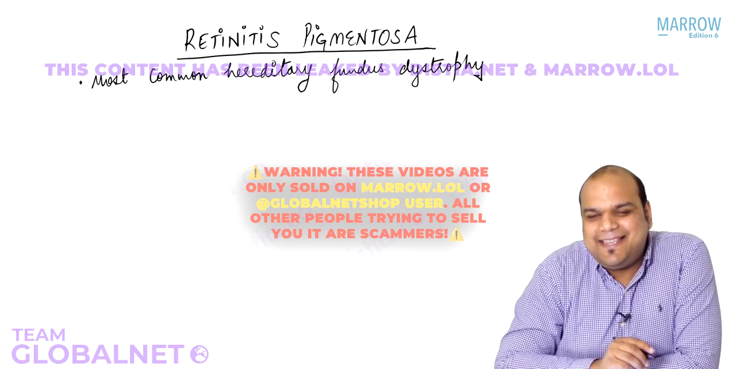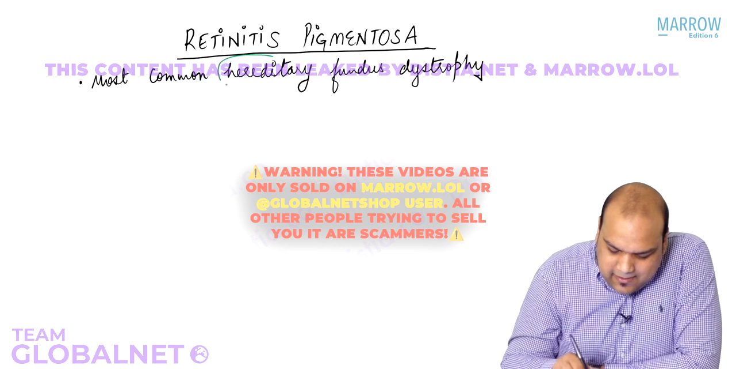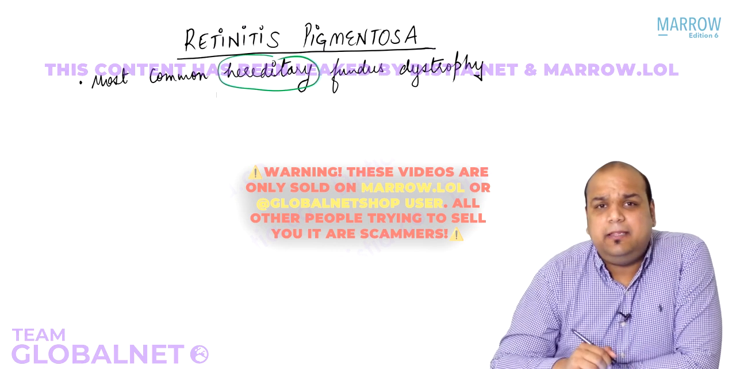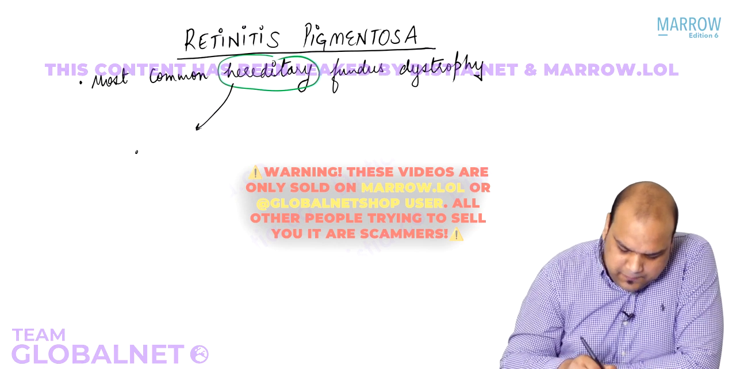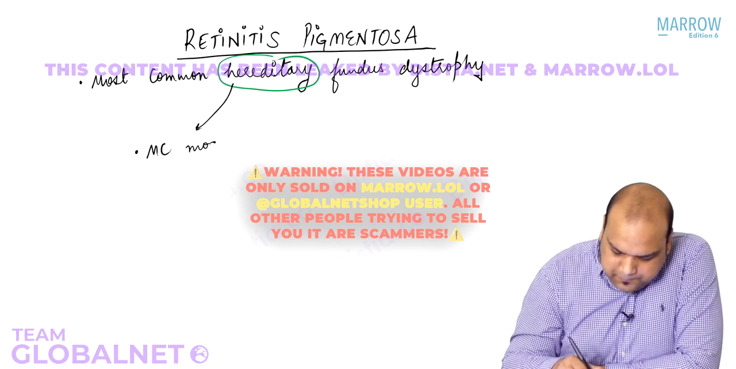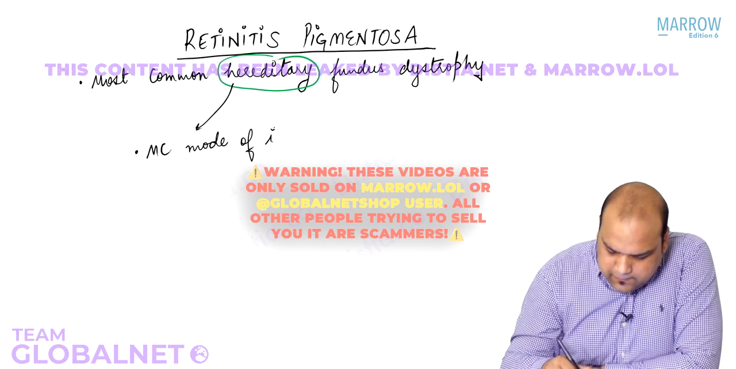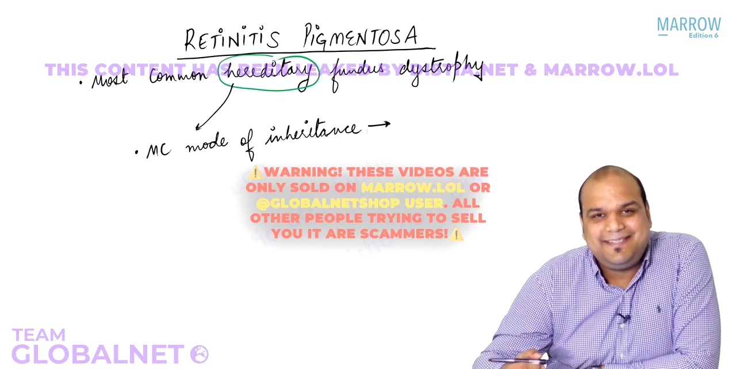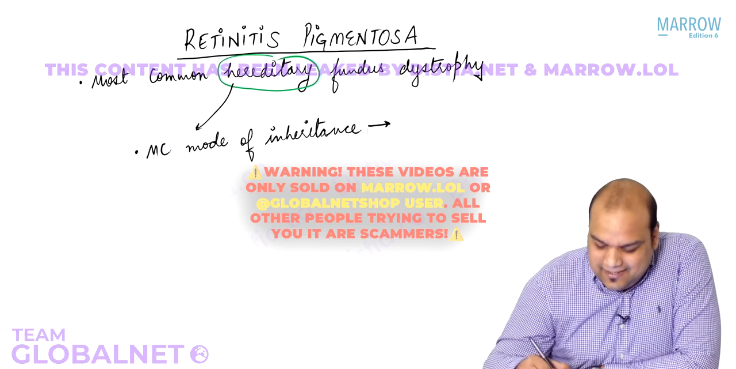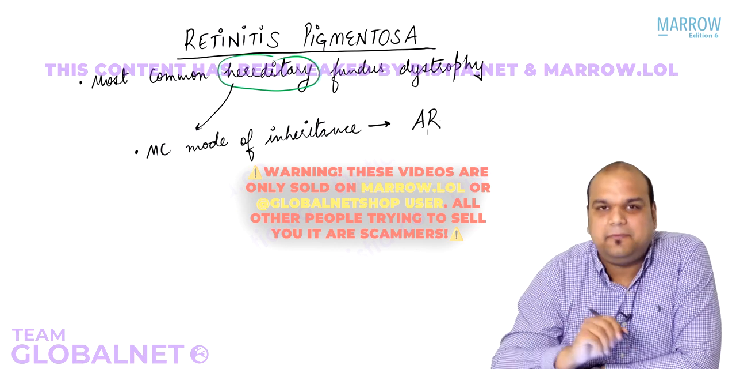This is the most common hereditary fundus dystrophy. Yes. So the first thing that comes into my mind is it is hereditary. If it is inherited, everybody, there has to be a most common mode. So that's my question first of all: what is the most common mode of inheritance? You already know the options, everybody. What is the answer? Let's try to understand. The answer is autosomal recessive.